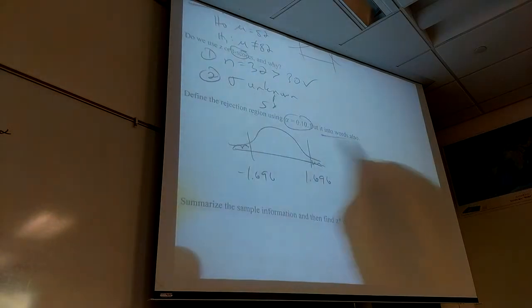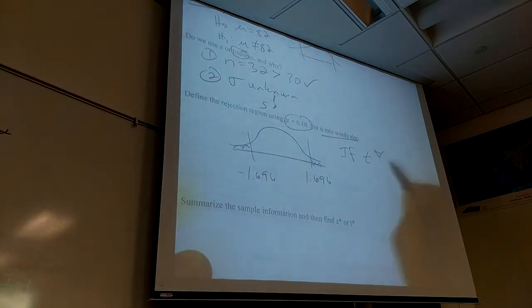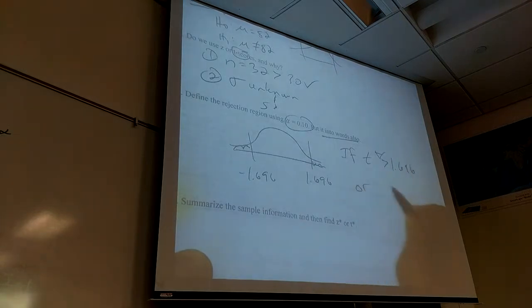So how do you say this in words? If T star is greater than 1.696. Yeah, above that, I like it. Or T star is less than negative 1.696. We can do it. Reject H0 and support Ha.